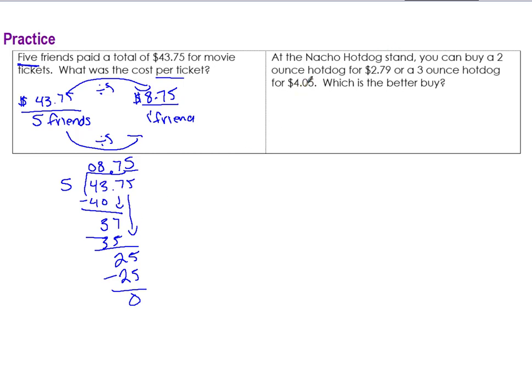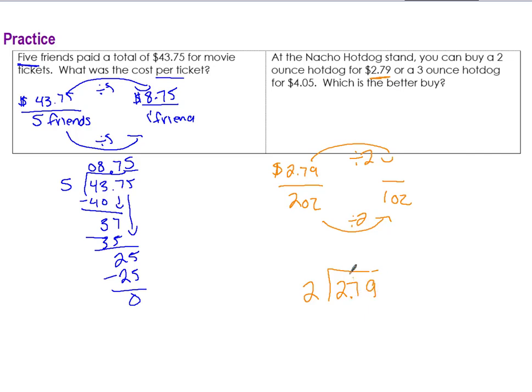Okay, last example, guys. At a nacho hot dog stand, you can buy a 2-ounce hot dog for $2.79 or a 3-ounce hot dog for $4.05. Which is the better buy? Let's do the first one. $2.79 for a 2-ounce, and then we'll do the 3-ounce later. Let's get the cost per ounce. So we divide that by 2. We do the top divided by 2 as well. So, oops, 279. Don't forget your decimals.